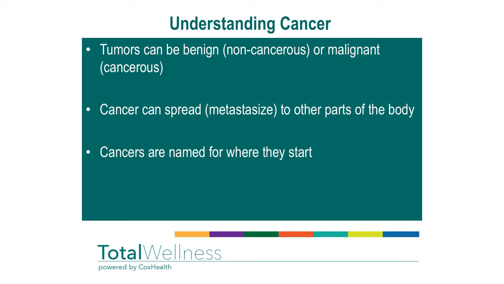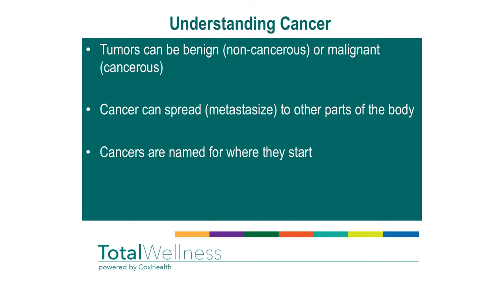So understanding cancer, tumors can be benign or they can be malignant. Benign tumors are those things that are non-cancerous. They're easy to remove from the body. Malignant tumors are the ones that are cancerous. They're not going to be easily removed, and there's probably going to be more treatments needed after the fact. Cancer can spread to different parts of the body, which is called metastasizing.